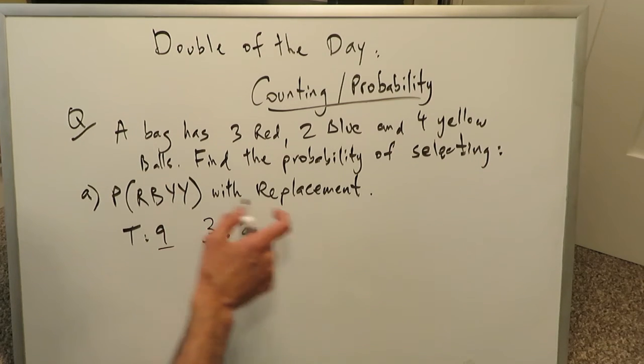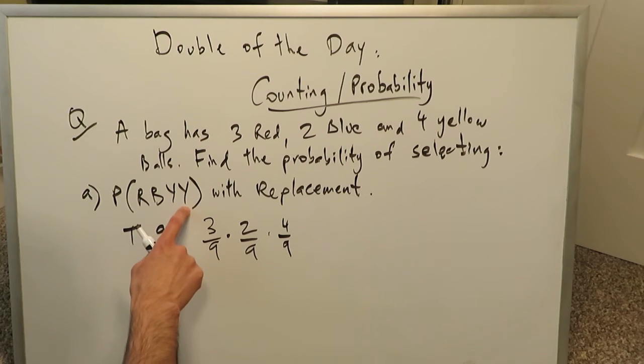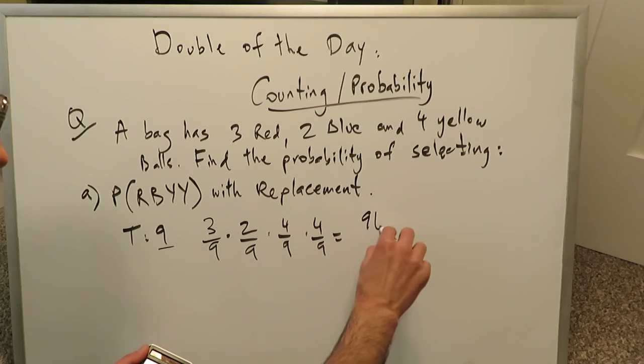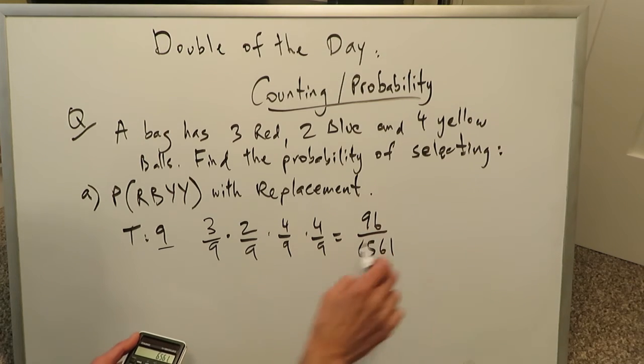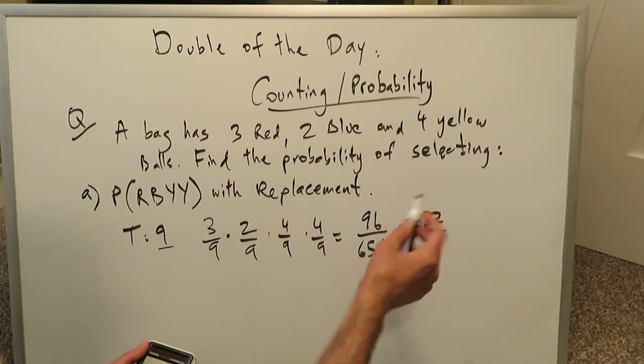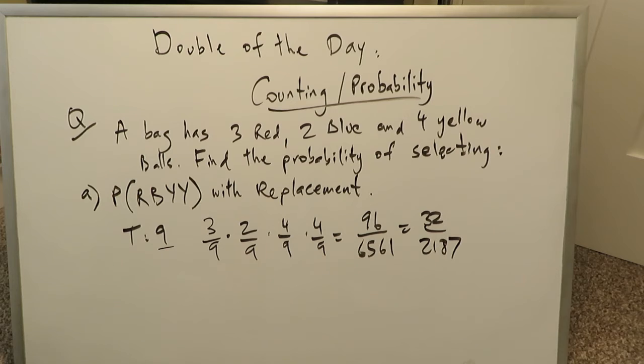For the yellow, it'll be times 4 over 9, and then the next one will be 4 over 9, because you're constantly putting the balls back as you pick them up. And the answer over here will be 96 divided by 6561. So 96 over 6561. You can simplify this. 3 goes into both numbers. 32 over 2187. That's your answer.